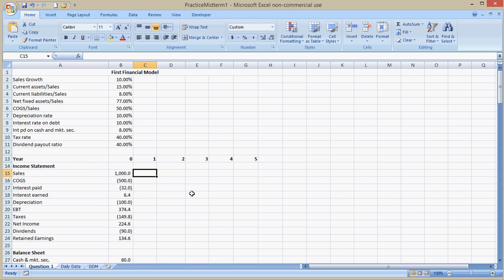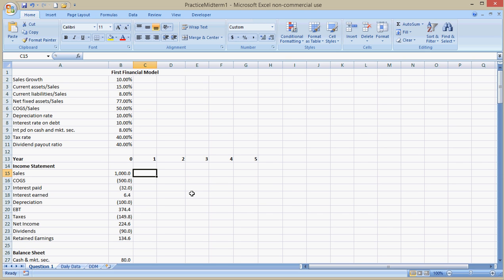Okay, so this is going to be the practice midterm 1 for the Wednesday night class, not the Monday Wednesday class, but just the Wednesday night class. We're going to project financials, a pro forma model using the percent of sales method. There are problems with using the percent of sales method, but we're still going to do it.